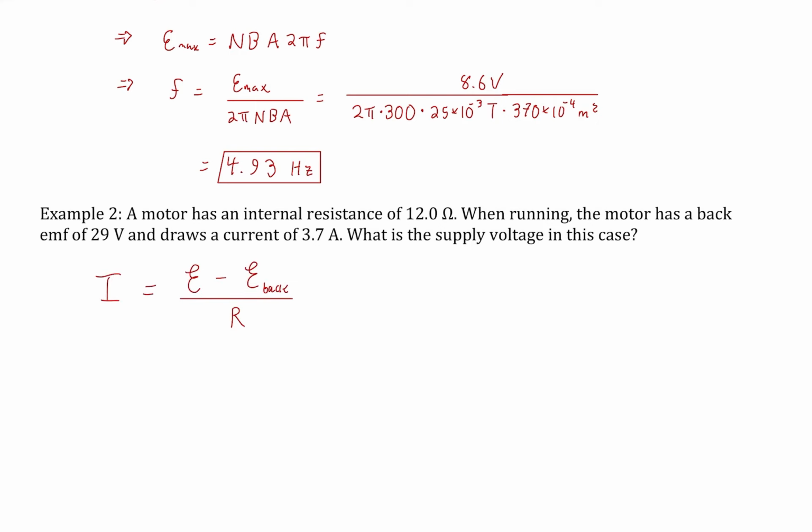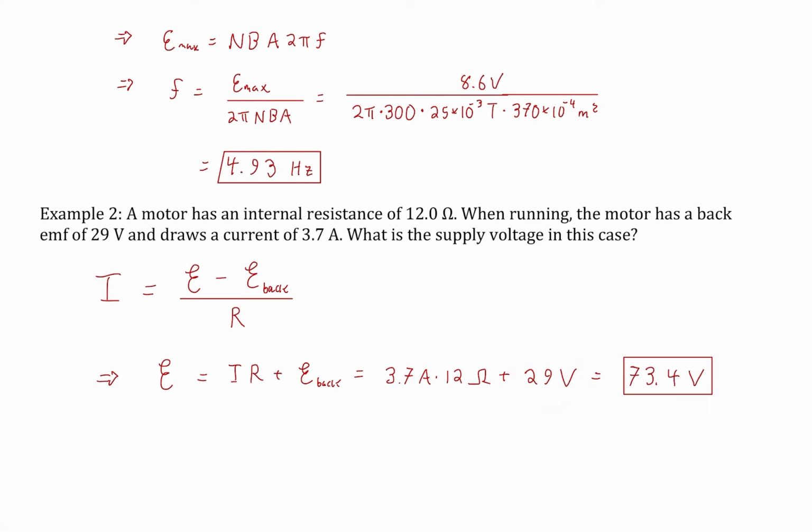All right, so it's simply a matter of setting up our equation for back EMF. And then we know that we have an internal resistance plus the back EMF, right? So we have I times R plus the back EMF. So our 3.7 amps times the 12 ohms plus the 29 volts of the back EMF means that our supply voltage is 73.4 volts, okay? Very good. And basically all I did here is just solve for E from our equation, just isolate E, which is our supply voltage.